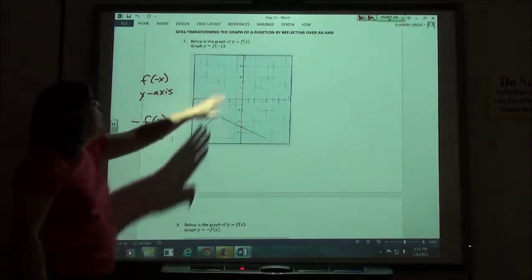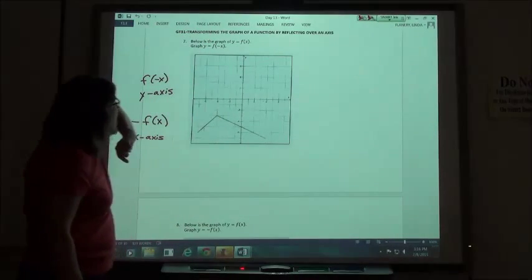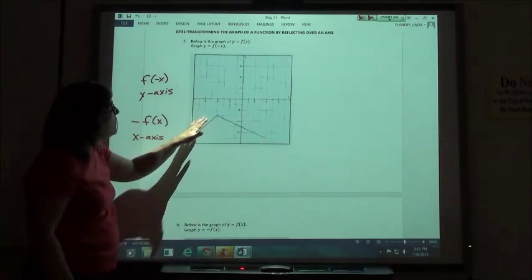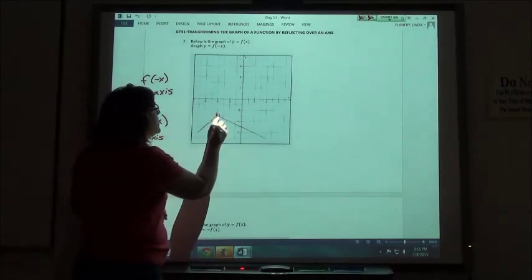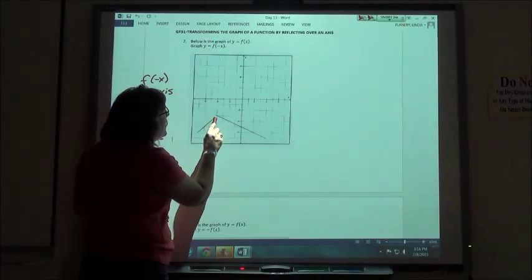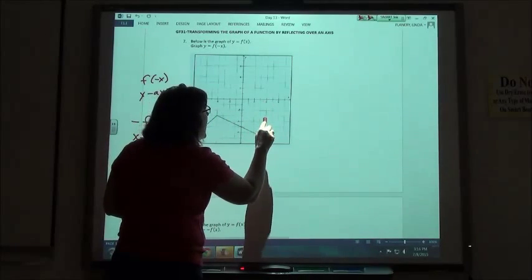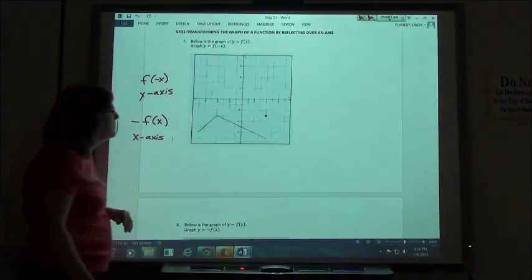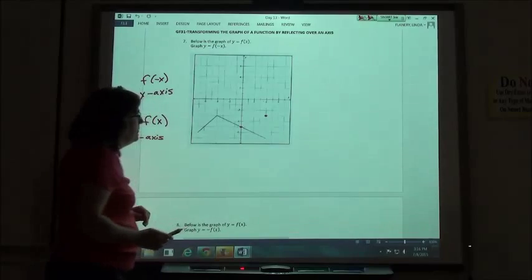So in this case, if this is my graph f of x, and I want to do f of -x, this is going to reflect across the y-axis. So I might want to mark some points here. This one is at -4, -3. So at +4, -3, I'm going to have a point. This one right here is going to stay where it's at.